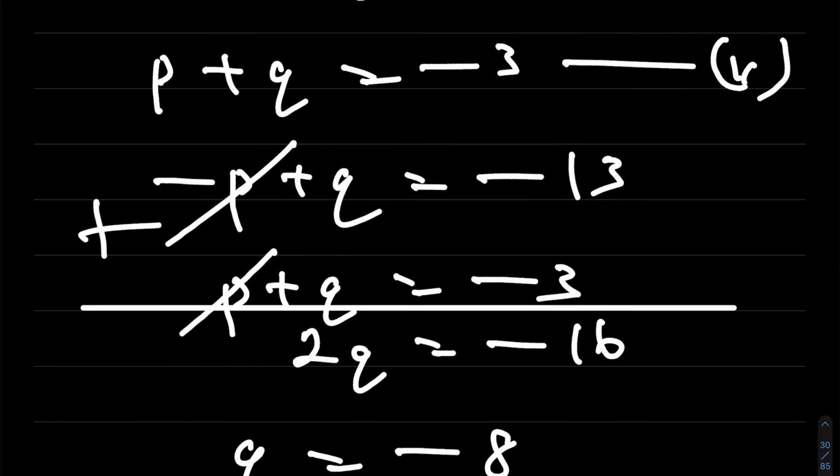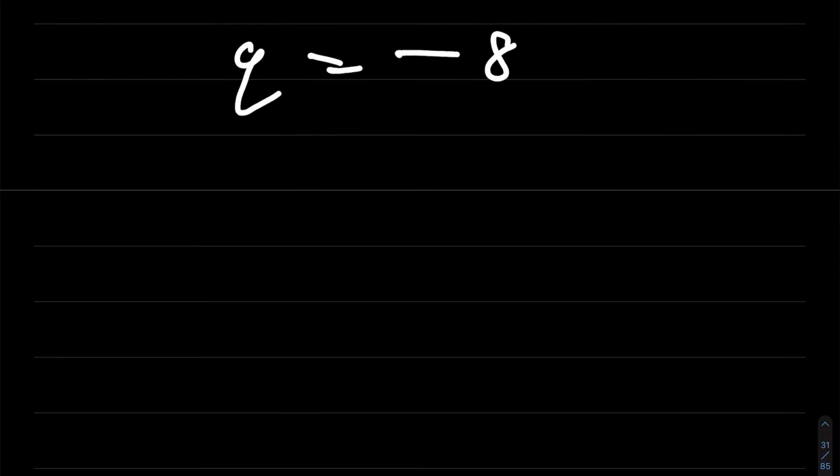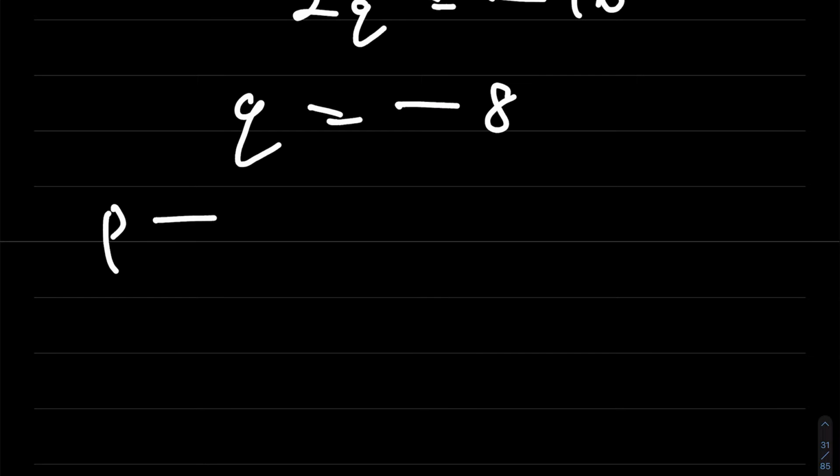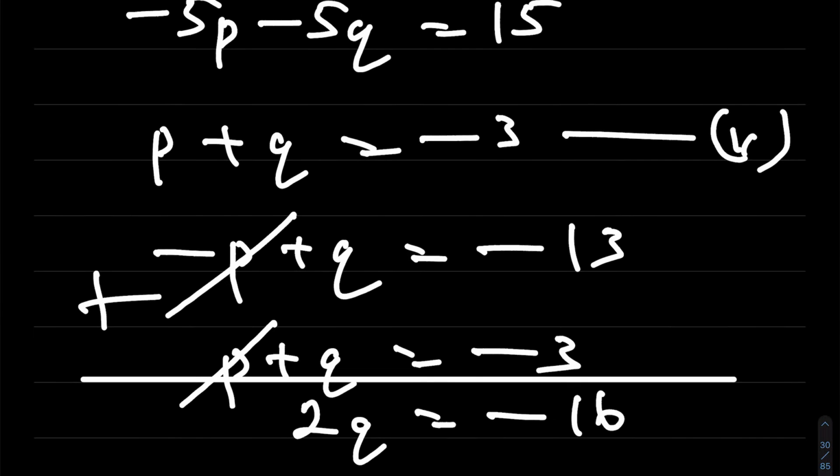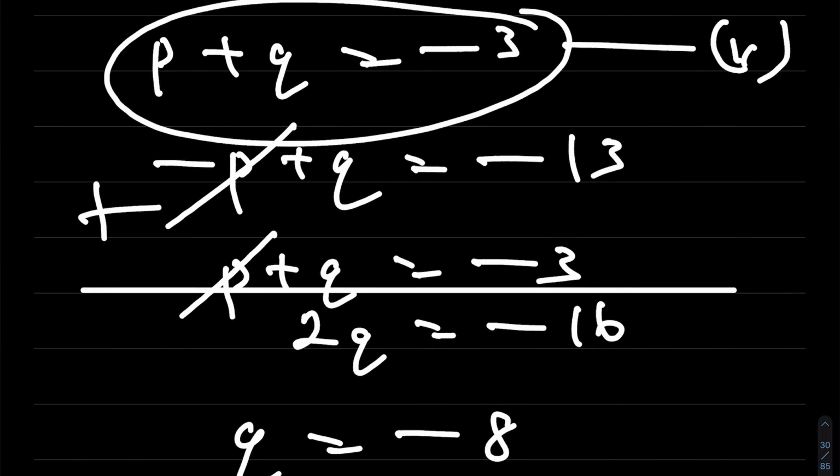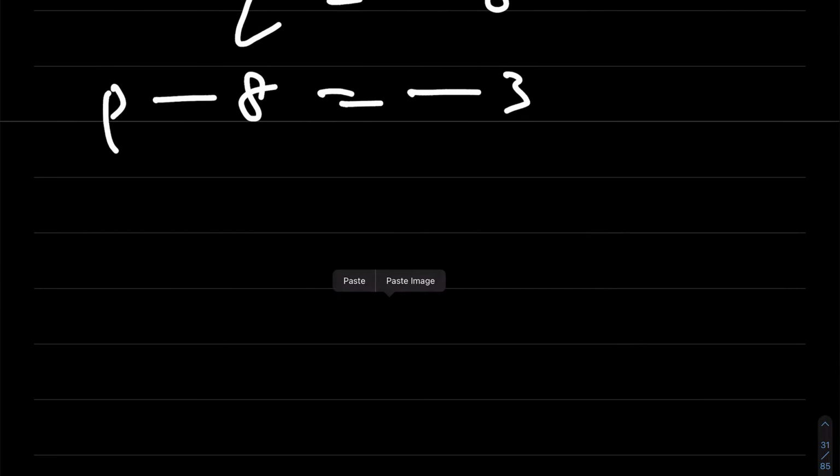Now putting q in equation 5, p plus q equals minus 3. That simply means p plus minus 8, which means p minus 8 equals minus 3. And that simply means p equals minus 3 plus 8, which is 5.